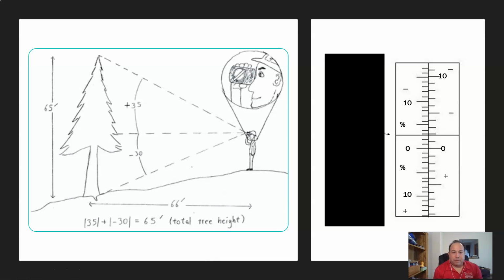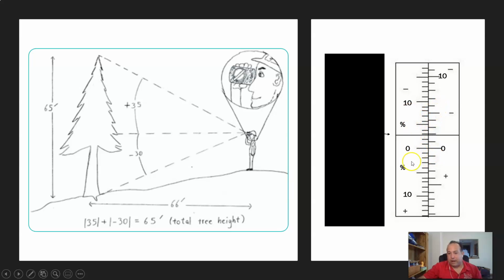So here's just an example there. Here's our trusty forester here. He went back 66 feet away from the tree. He looks at the tree. He gets a -30, which is he's looking really far down, and he gets a +35. So that is 35 minus -30, which means it'd be 35 plus 30, which would mean it's 65 feet.